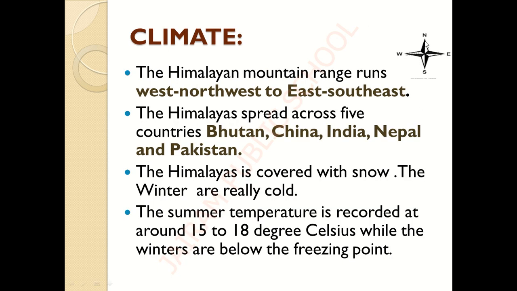We have learned the directions: north, south, east, west, northeast, southwest. So the Himalayan ranges exist from west to east, and these are the 5 countries through which the Himalayas spread: Bhutan, China, India, Nepal and Pakistan. And we have also seen the summer temperature is 15 to 18 degrees Celsius, and in the winter it will be below the freezing point.